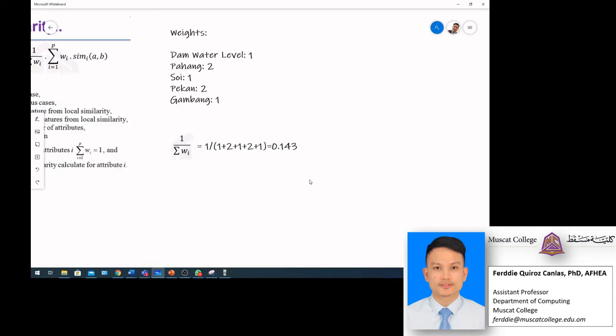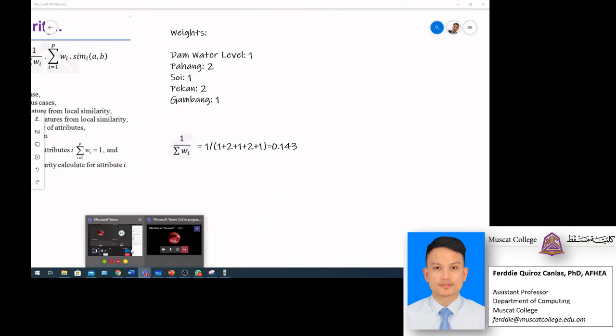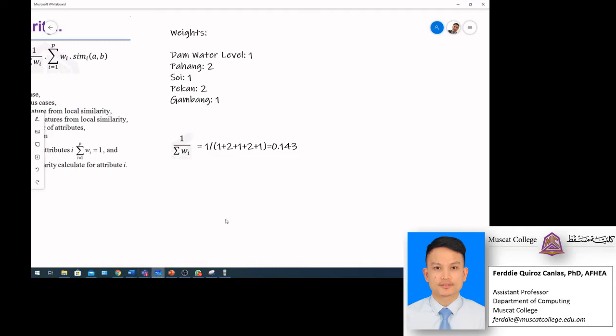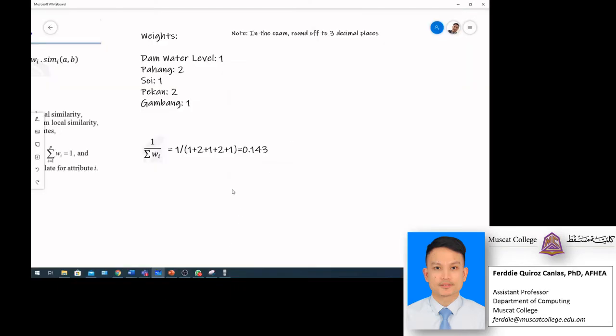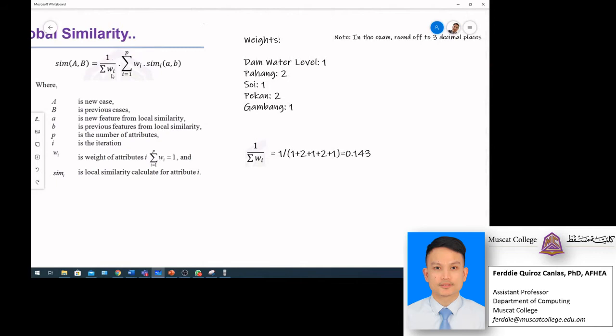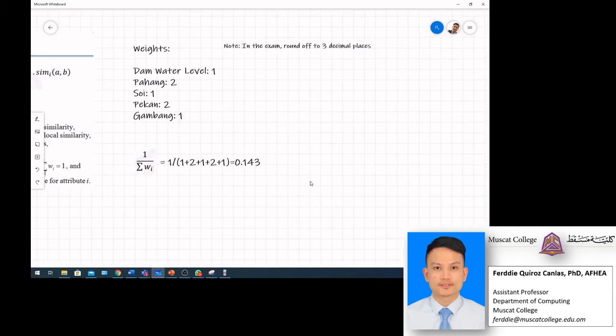By the way, during examination, I only require you to round off all your values to 3 decimal places. Like this: 0.143. My calculator says it's 0.1428, so rounding off means 0.143. So we are now ready for the first part of the formula. We're finished with this. Then we're going to multiply it by the summation of the weights and the similarity of A and B.